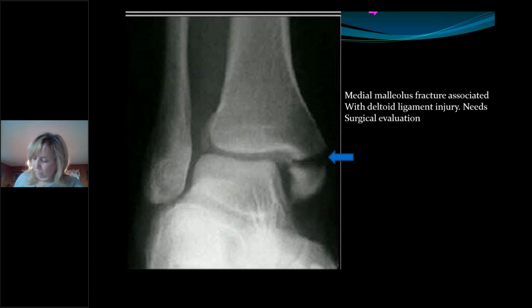At the end of the day, if you're not sure, nobody's going to fault you for putting them in a splint or an OCL, a boot. Keep them non-weight bearing, ice, elevate, and refer to the appropriate specialty.